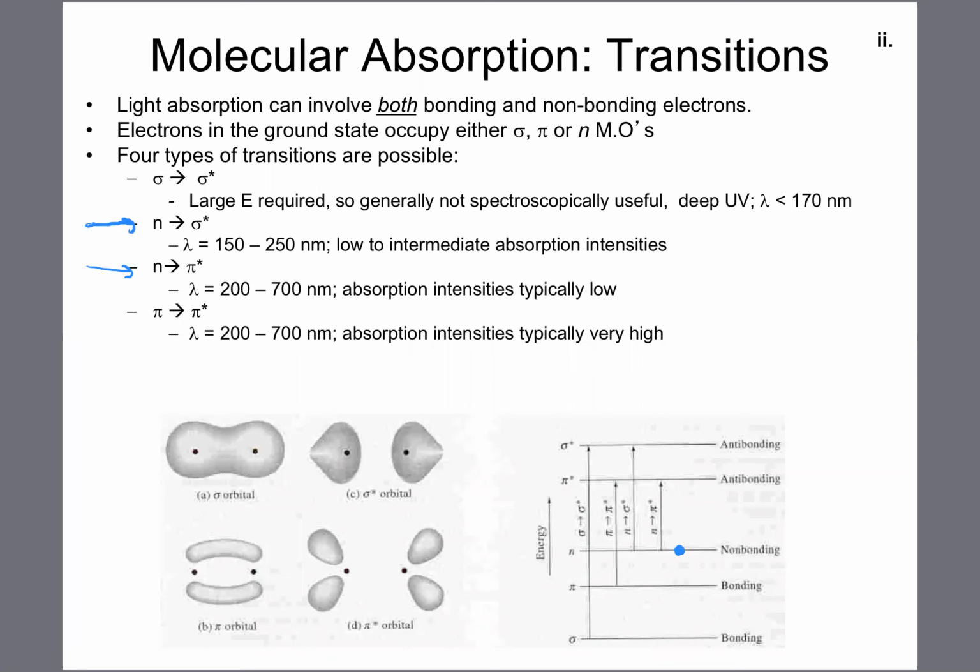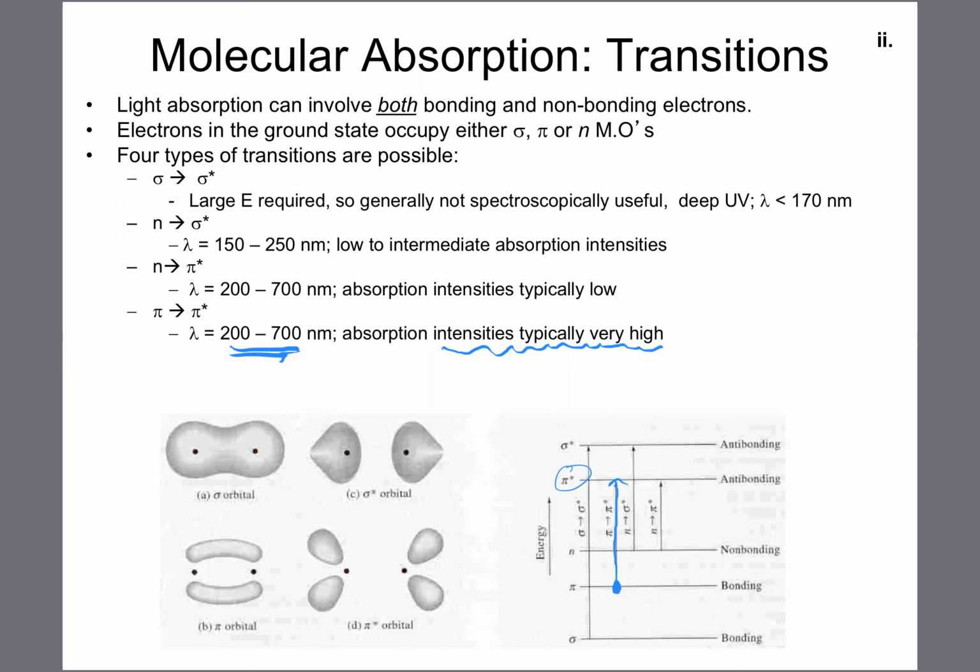And then lastly, we have the pi to pi star transition. This is where you go from the pi bonding up to the pi star anti-bonding. Again, UV and visible photons can be used for this type of transition. Now, if you are doing a pi to pi star, it turns out it's kind of a special type of transition. Intensities for absorption, or molar absorptivity, for this type of transition are unusually high.